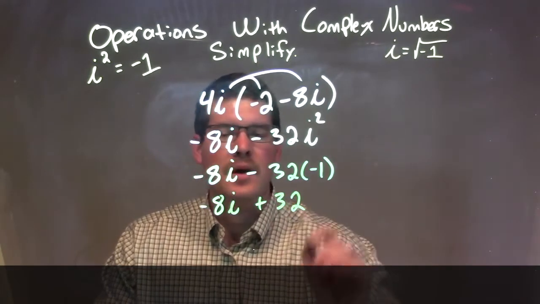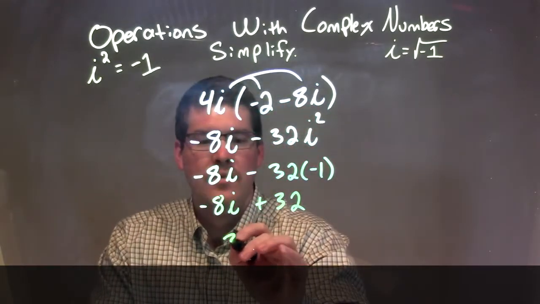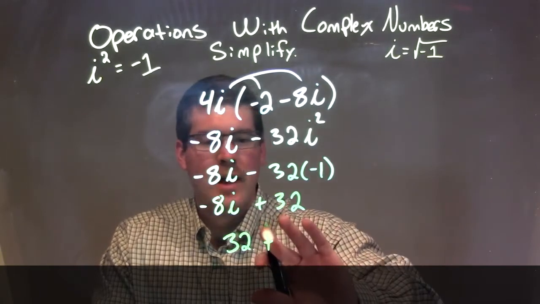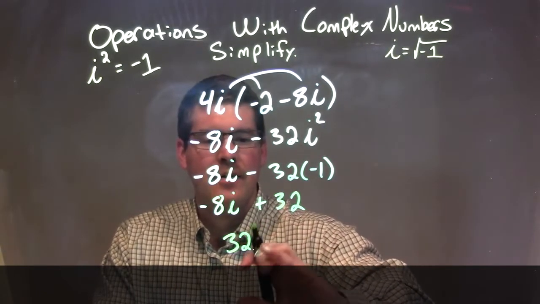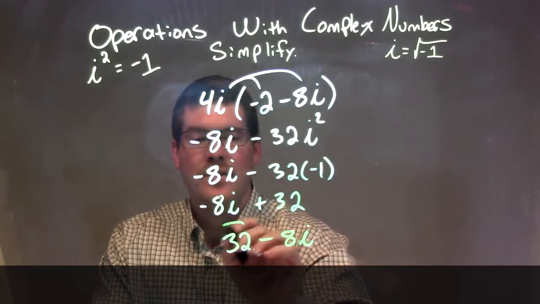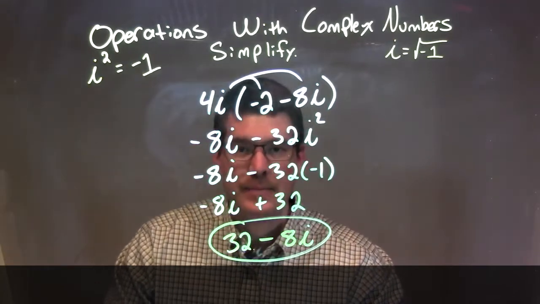We usually write this with our normal number up first. So we have a 32 out front plus a negative, or in this case, subtraction, because it's minus 8i. So we're subtracting 8i. And that's it. Our final answer is just 32 minus 8i.